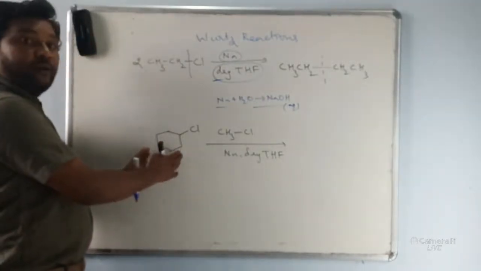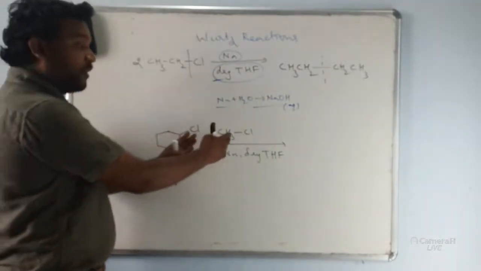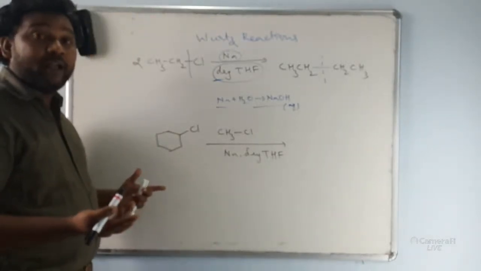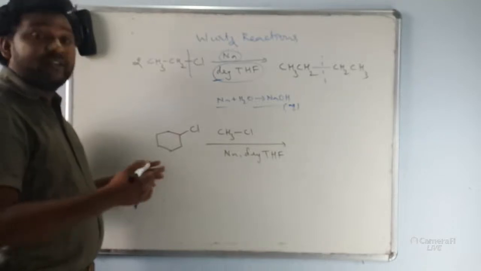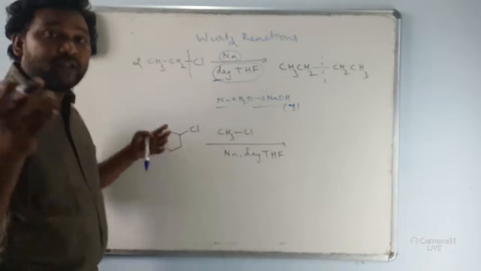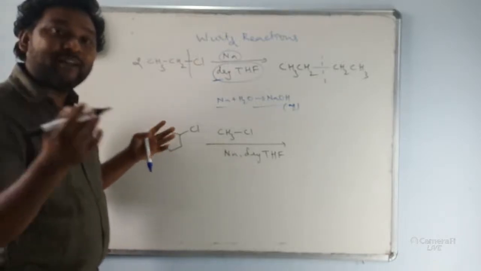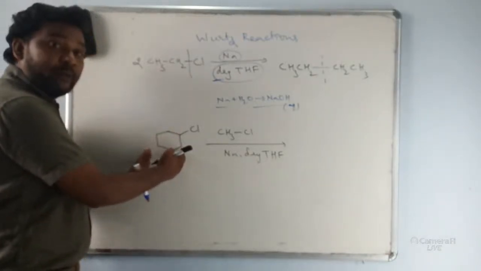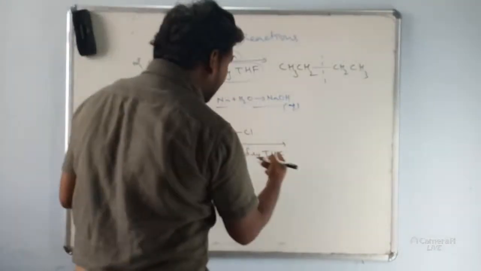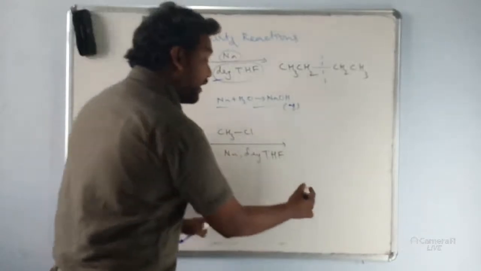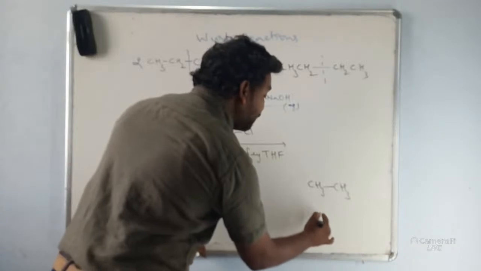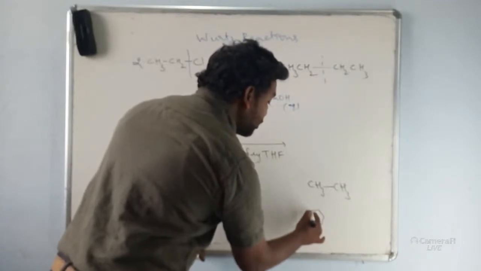Here you are taking 1 mole of this compound, 1 mole of this compound. 1 mole means Avogadro number of particles, 6.023 into 10 to the power 23 molecules. A very high number of molecules are there. So the reaction can take place between 2 moles of chlorocyclohexane, resulting in the formation of one product, and the reaction can take place between 2 moles of methyl chloride. It gives ethane, and here you may get this product also.